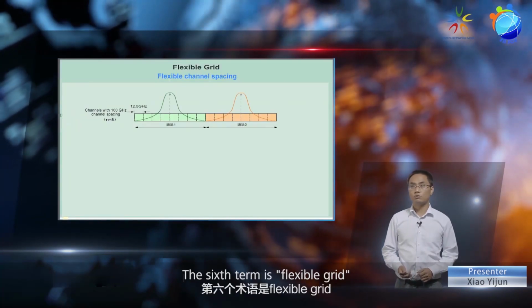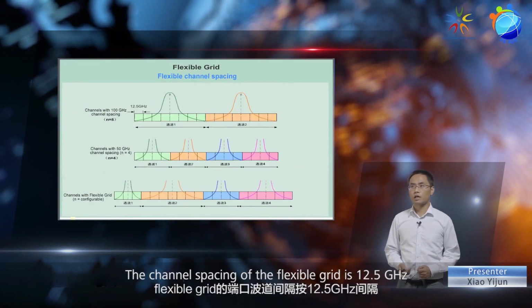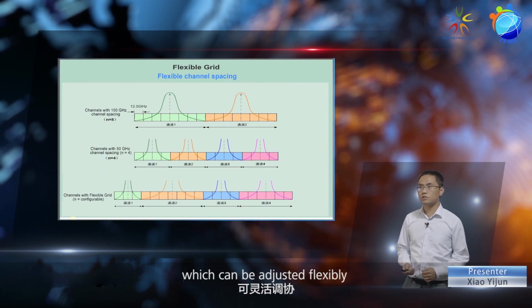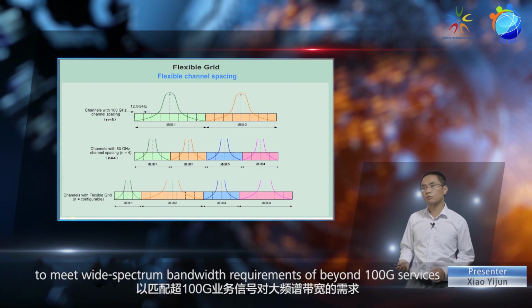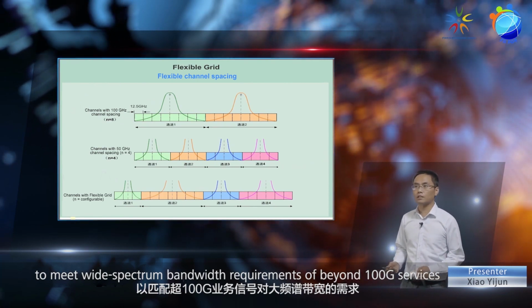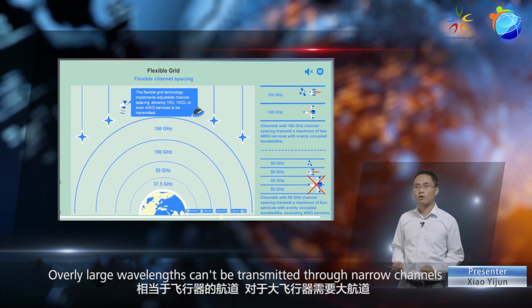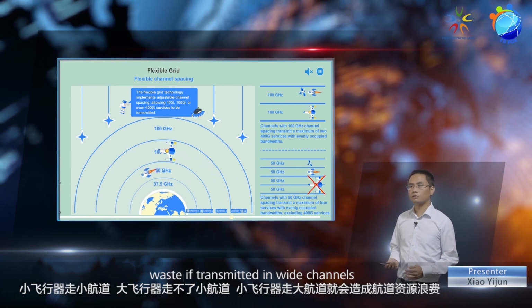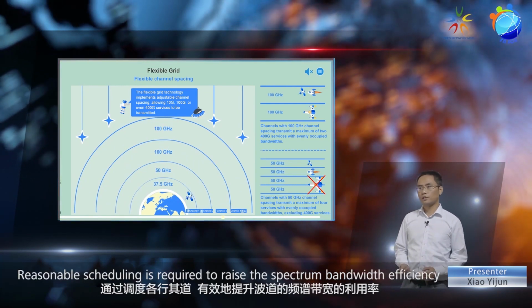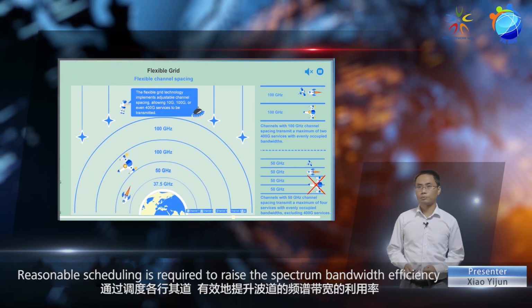The sixth term is flexible grid. The channel spacing of the flexible grid is 12.5 GHz, which can be adjusted flexibly to meet wide spectrum bandwidth requirements of beyond 100G services. Overly large wavelengths can be transmitted through narrow channels, and small wavelengths will cause a bandwidth waste if transmitted in wide channels. Reasonable scheduling is required to raise the spectrum bandwidth efficiency.